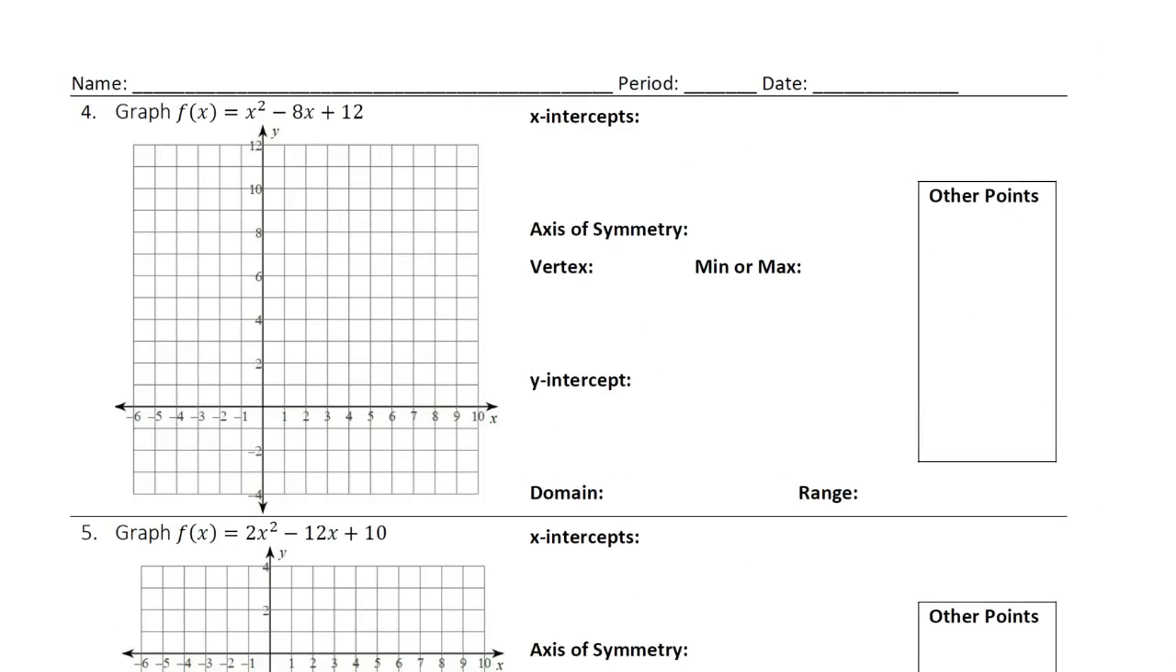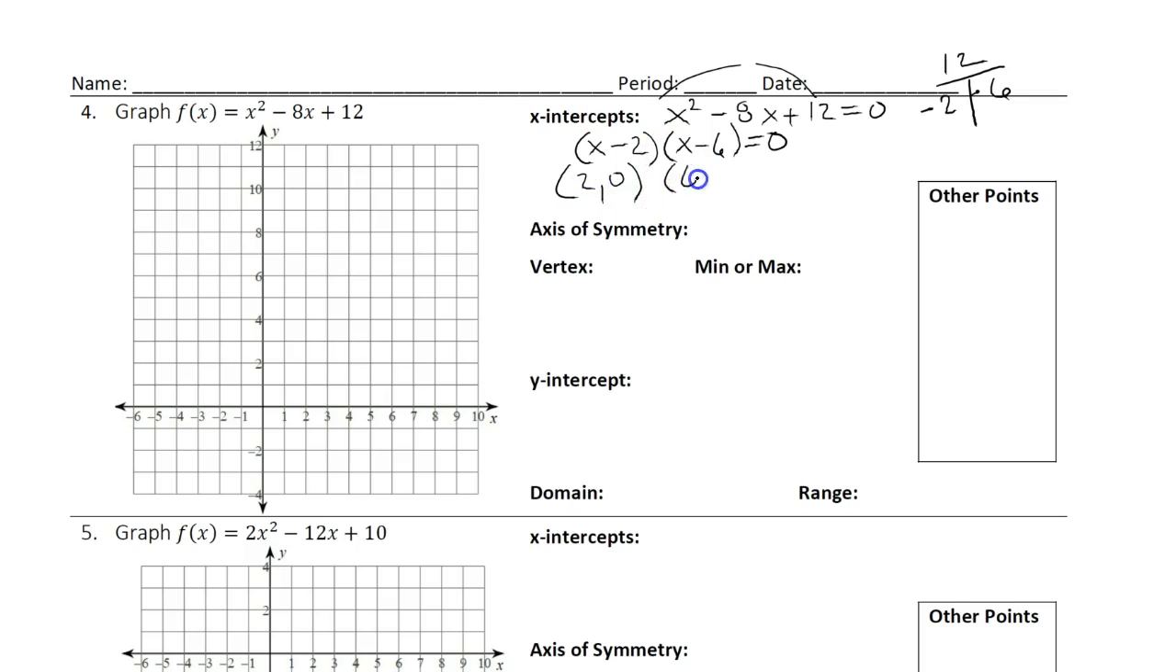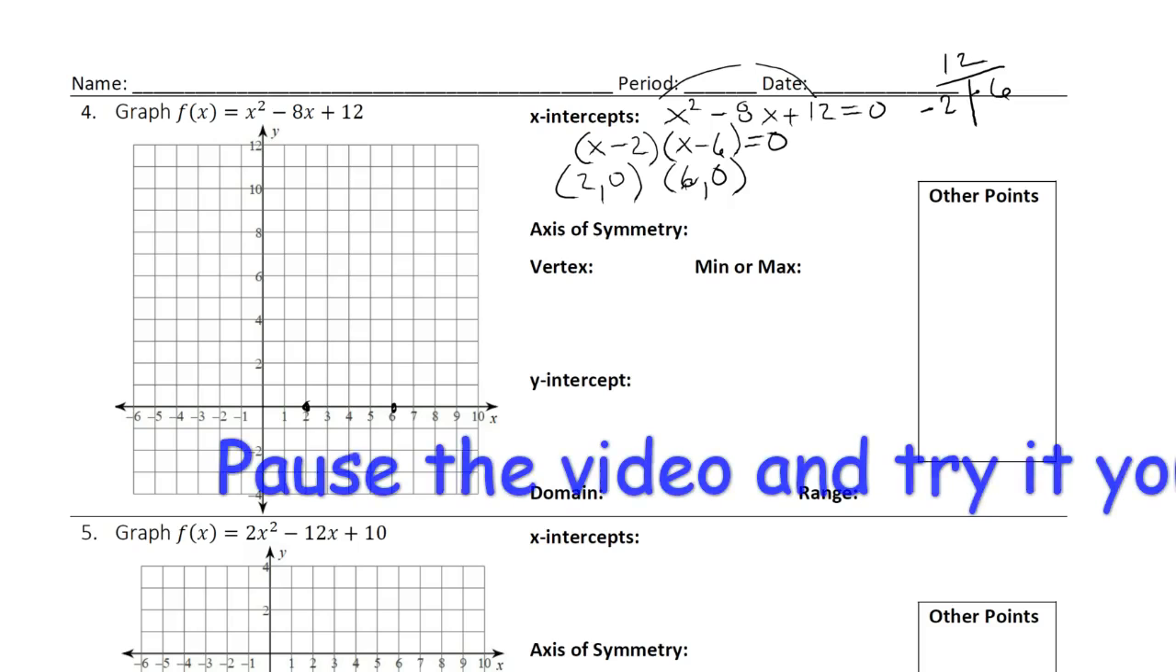This equation is in standard form, not in factored form. It can be graphed from standard form, but we are going to review factoring and graph it from factored form. Two numbers that multiply to make 12 but add to make -8 are -2 and -6. The factored form is (x - 2)(x - 6). The intercepts are (2, 0) and (6, 0). Pause the video here and finish this one yourself.